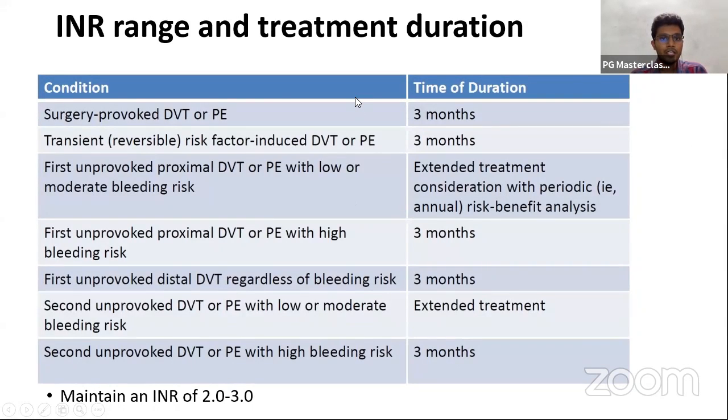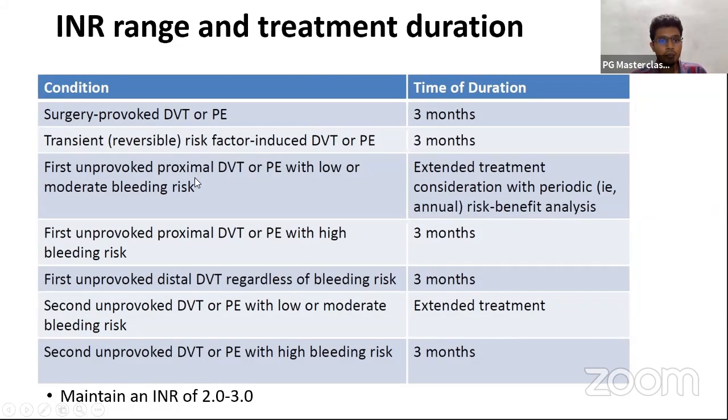So this is the INR range and the duration. In these conditions, this is the range and duration of therapy. For surgery-provoked DVT or pulmonary embolism, the duration is 3 months. In a patient with a transient risk factor induced DVT, which can be reversible, like pregnancy or a patient on oral contraceptive pills and hormone replacement therapy, the duration is 3 months.